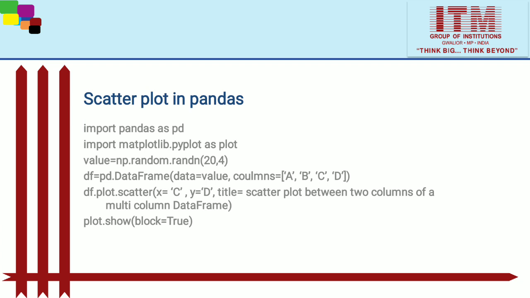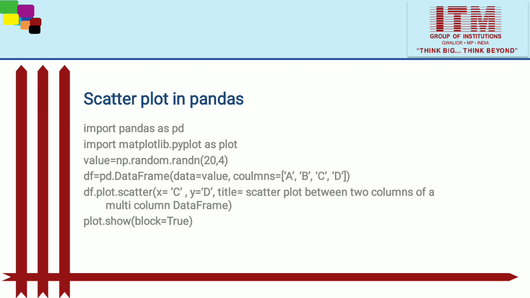Title is another keyword in which I pass title equal to scatter plot between two columns of a multi-column data frame. So whatever you want to write, you can write in this title bar. In this scatter, there are other different fields also, but here we are using only the simple terms. Here we are only taking the simple keywords, that we have x comma y comma title. So here in this scatter plot I have x, I have y, and I have title.